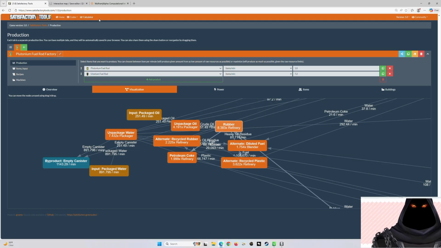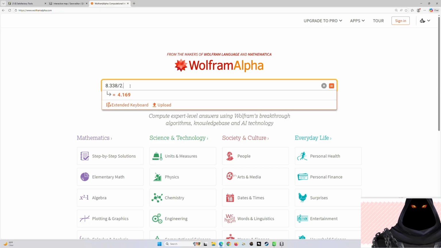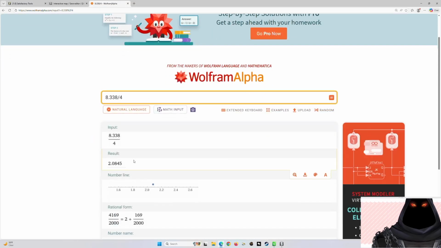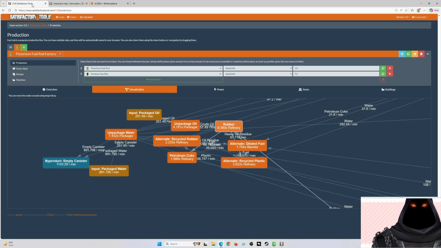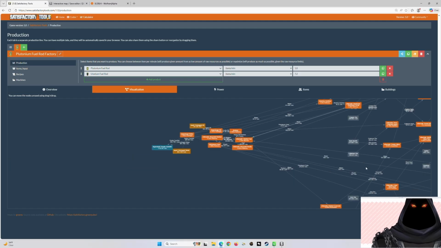Okay, so we're going to take 8.338, and we're going to divide that by 2.5, and divide that by 4, and that gives us an overclock for that refinery of 2.085845, and that is something we can do with power shards. So that's where that number 4 comes from. Okay, so this is all grouped into one blueprint.